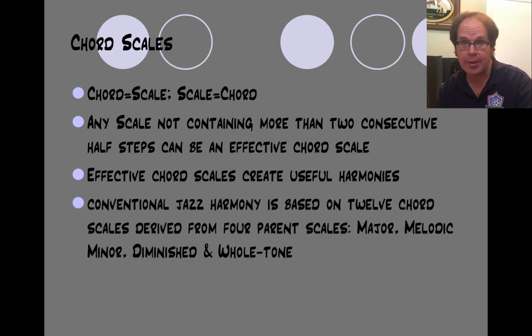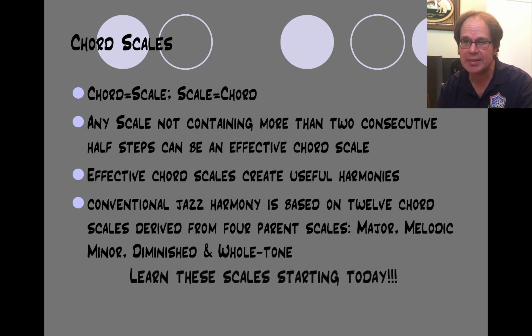And once again, like I mentioned before, there's 12 chord scales that we derive from four parent scales: major, melodic minor, diminished, and whole tone. Actually, we're going to throw augmented in there too. So we're going to learn these scales. We're going to learn all 12 of those scales in all 12 keys over the semester, and you're going to be happy that you did it, because this is a very important concept when we try to improvise in jazz. It adds a lot of color to our playing.